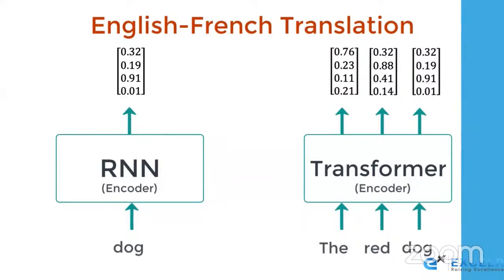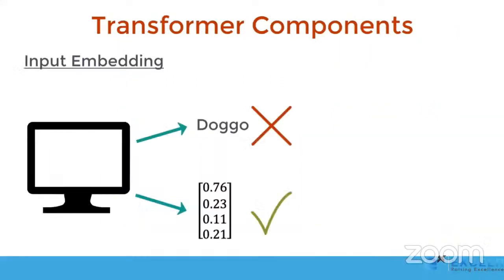So here you can see that for an RNN, I have to process word by word, but for the transformer, I can give every word together and get the numbers subsequently just like that. That's the advantage of using the transformer. Now let's see how this is created.